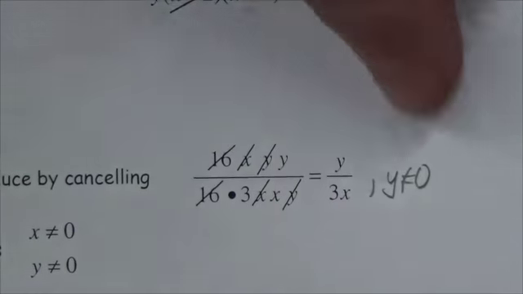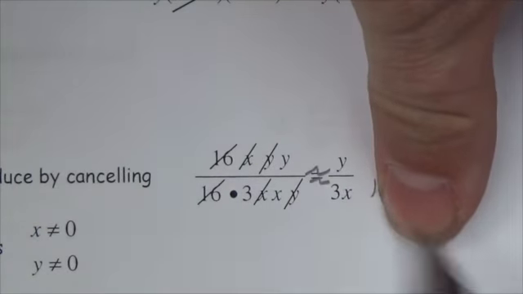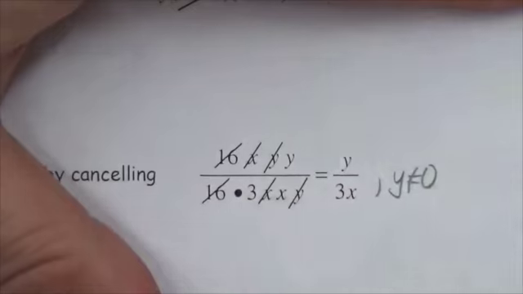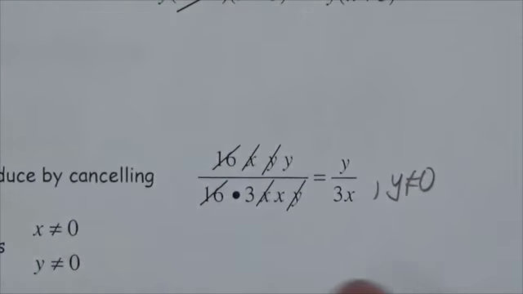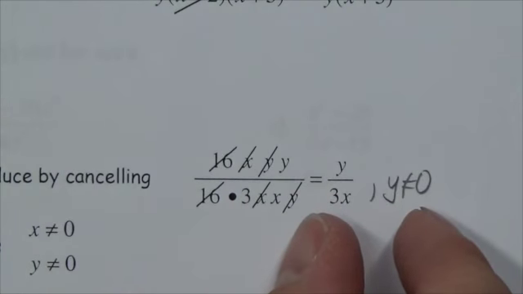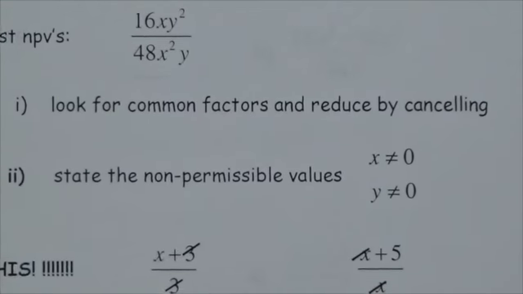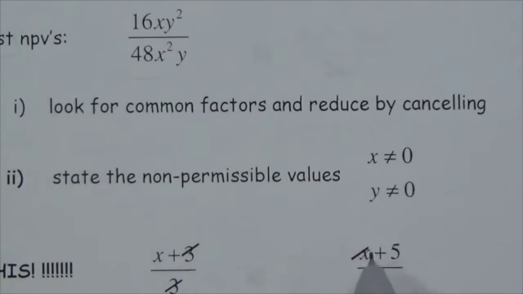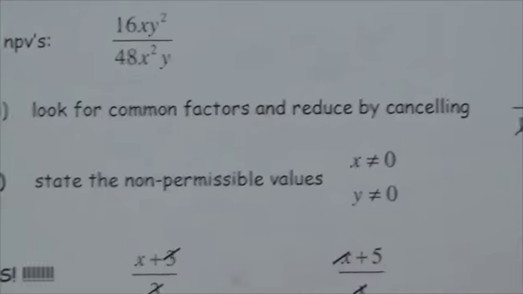Now, before I write that, these are only equivalent. They're not exactly equal, they're only equivalent. You state that non-permissible in there, now they're equal together with that. Now, when we talk about the non-permissibles, you're going to say that x can't equal 0 and y can't equal 0. Now, I'm going to come back to this.